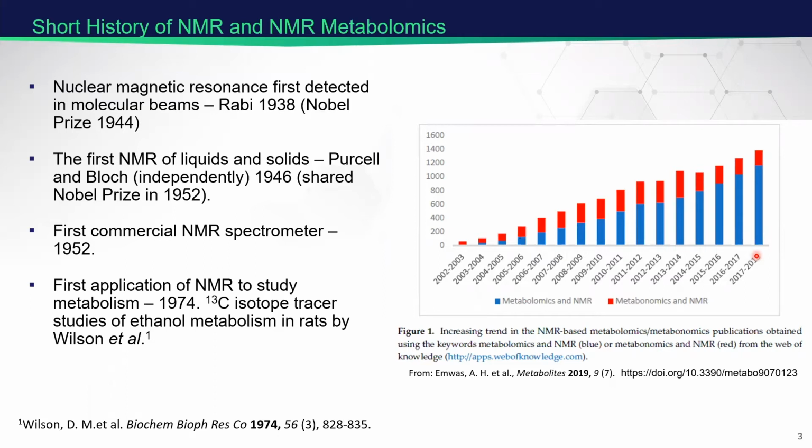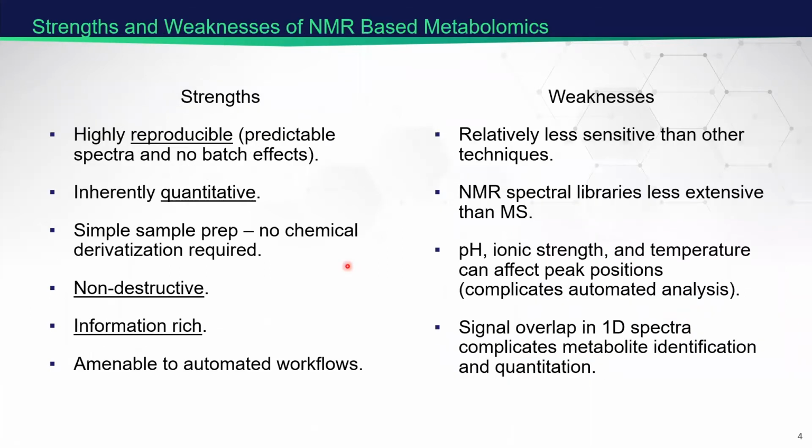The first application of NMR to study metabolism is credited to Wilson et al., who were studying ethanol metabolism in rats by carbon-13 isotope tracer studies. The field has grown since, and even though for many years the number of publications hovered at a low level, as you can see, this century metabolomics research involving NMR has really taken off and shows no signs of slowing. That's thanks in part to a lot of advances in techniques and instrumentation that have come out since.